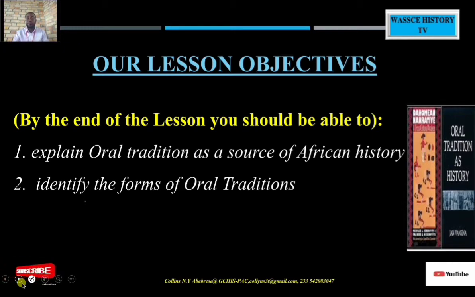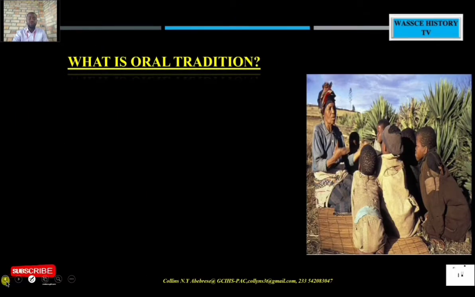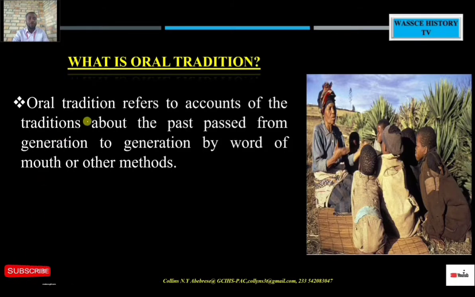There are some forms of oral tradition. Oral tradition is in two forms, and therefore by the end of our discussion you should be able to identify these two forms and also give examples of these two forms. Good. So let's begin with the definition of oral tradition.